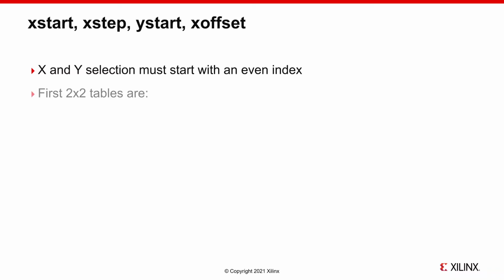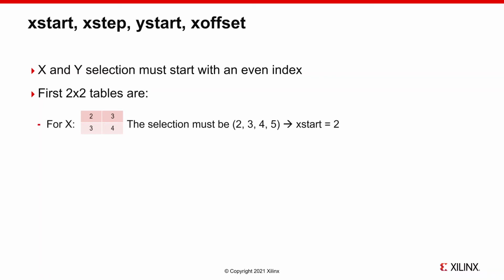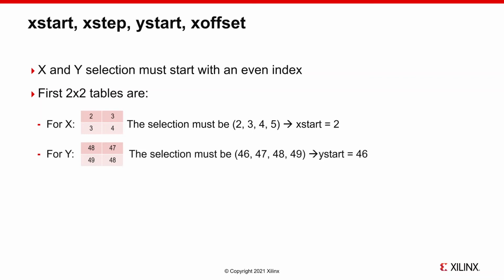The table for the X selection is this. You see that the selection should include 2, 3, and 4. With xstart equals 2, I will select 2, 3, 4, and 5. The table for Y selection is this. The selection should include 47, 48, 49. Here I must use ystart equal to 46 because it will select the data 46 to 49.